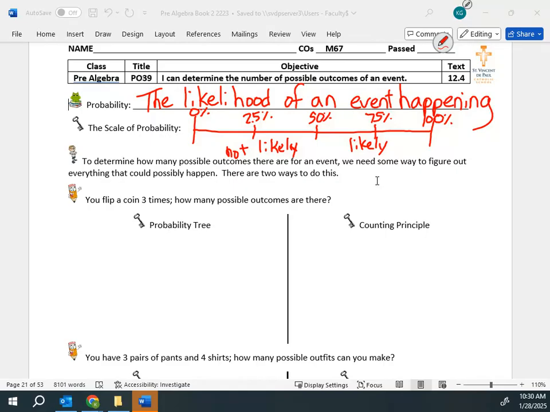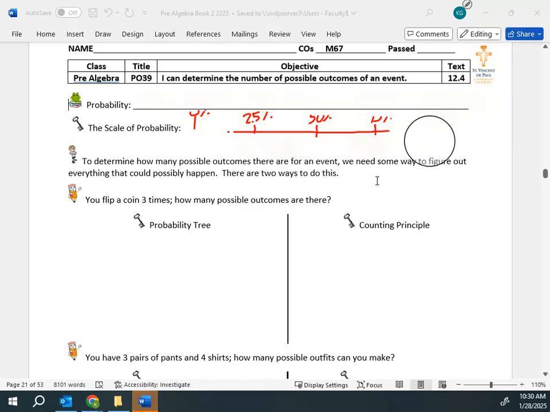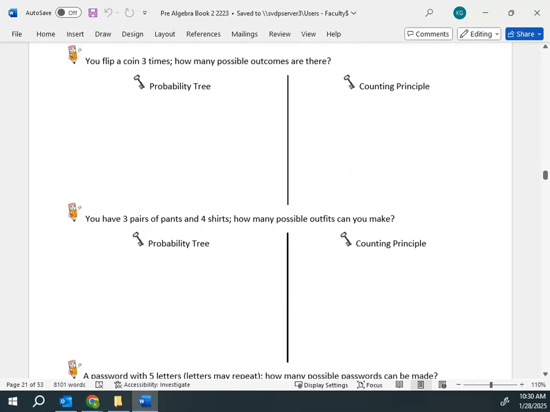Okay, so determine how many possible outcomes there are for an event. We need some way to figure out everything that could possibly happen. There are 2 ways that we can do this. One way is using the probability tree. One way is using the counting principle. So let's look at that probability tree first.